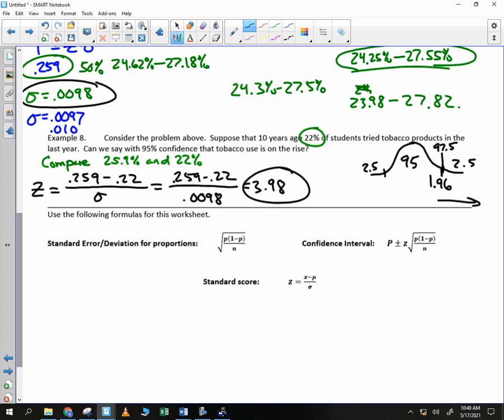There is not just evidence, there is very strong evidence in this made-up study that the percent of students who tried tobacco products in the last year is on the rise. And that's what we can say. It doesn't mean definitively that it is. It means that we can be 95% confident that it is. Okay? And, you know, that's 19 out of 20. That's pretty good. Statistics don't give us certainty. They give us levels of certainty. And that's why you have to be careful. You always need to understand it with the certainty that you're given.